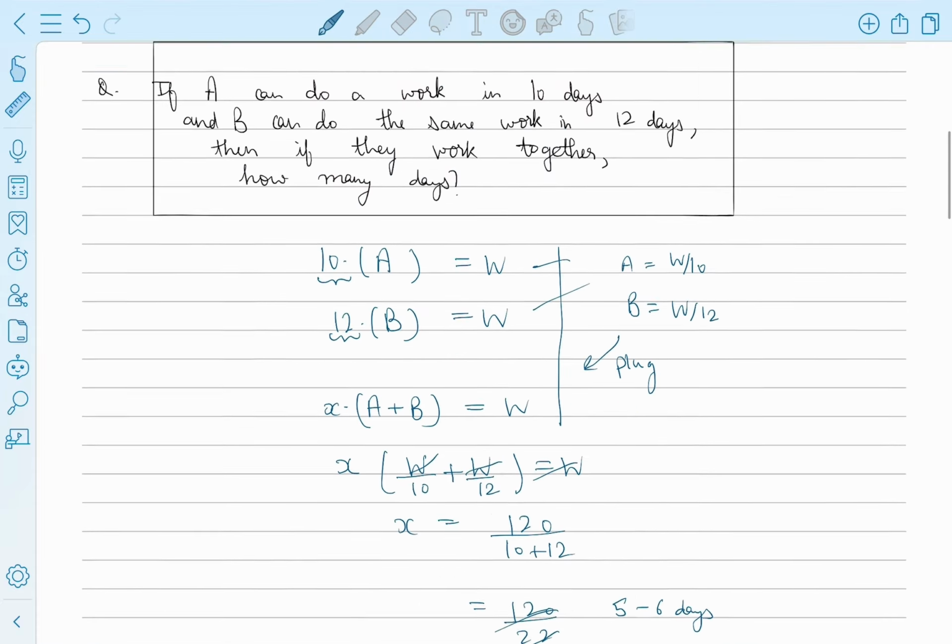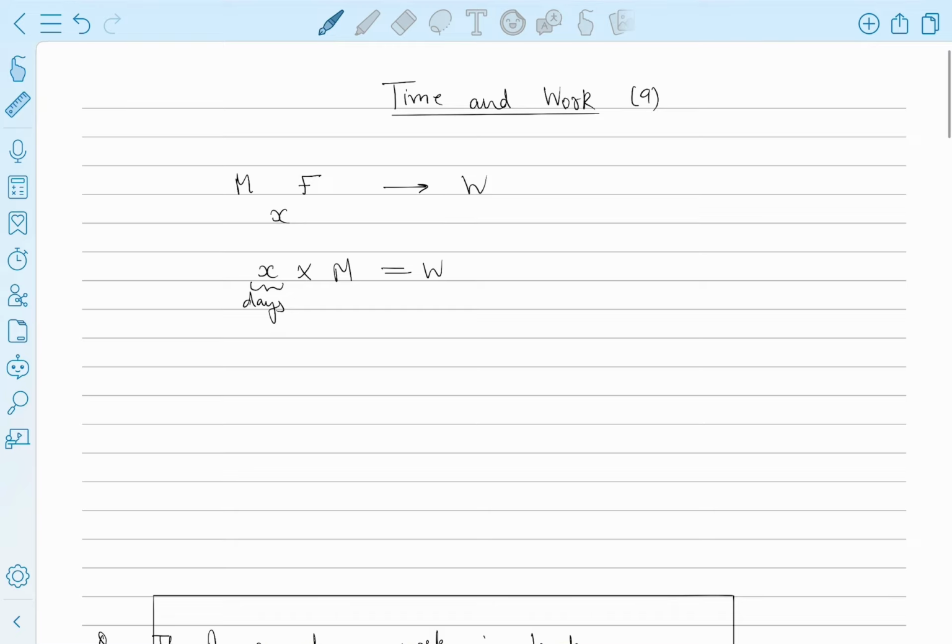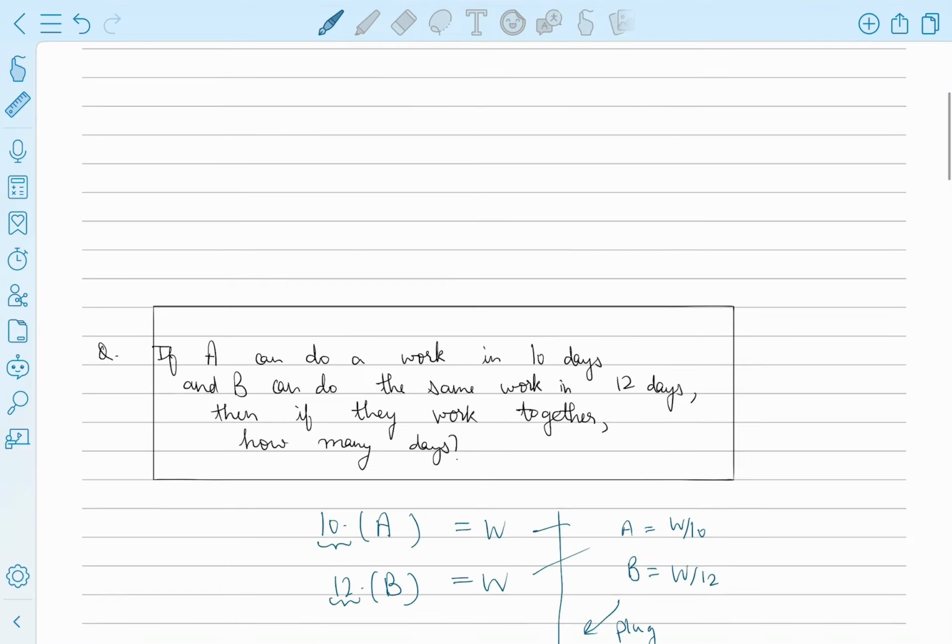So this was a very nice method I use to solve almost any kind of question, and we would further bring more questions in the series.